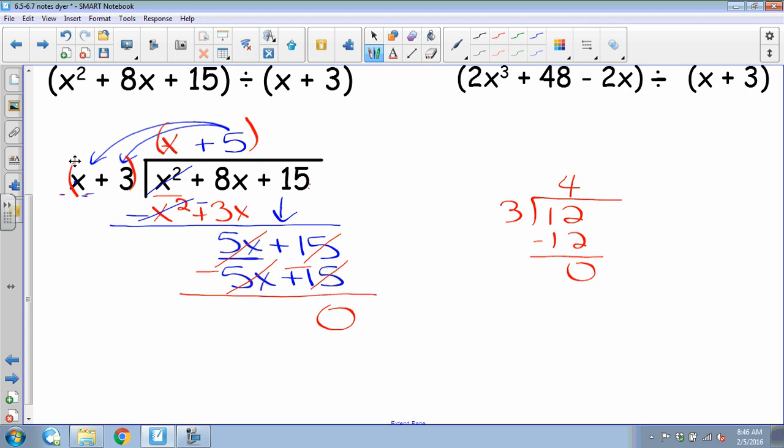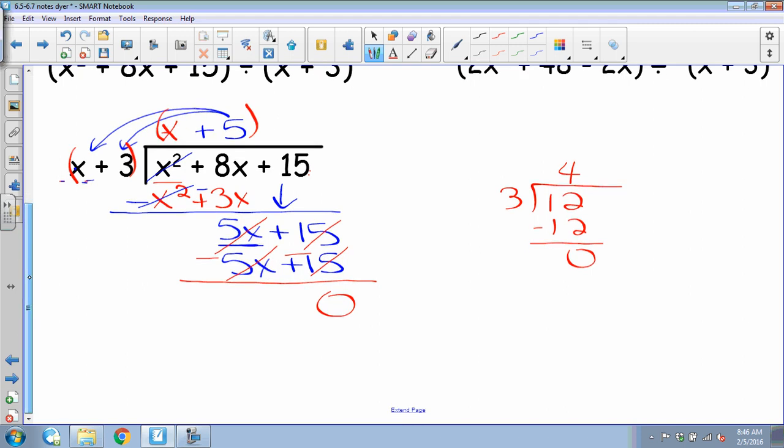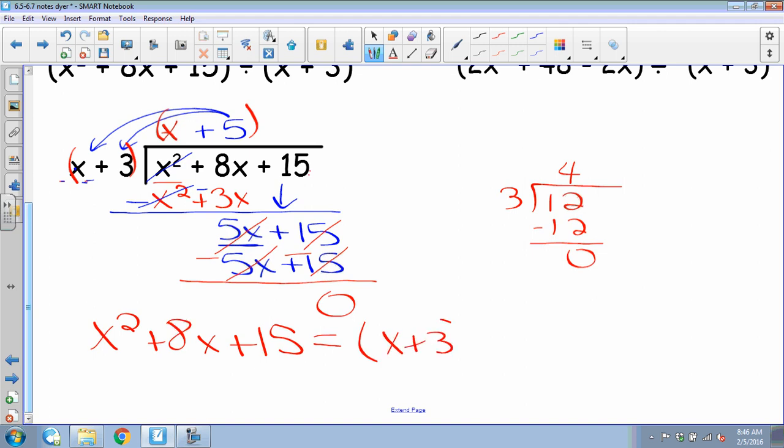Yes? So if you have the remainder and then you got x plus 3 going in, x plus 5, those factors, what would be the solution? Okay, so our factors now, what do we just do? So we say x squared plus 8x plus 15 is equal to our two factors, x plus 3 times x plus 5. So this is equal to this. So how will we find the solutions? Set each factor equal to 0. So the first solution is negative 3, and the second solution is negative 5.